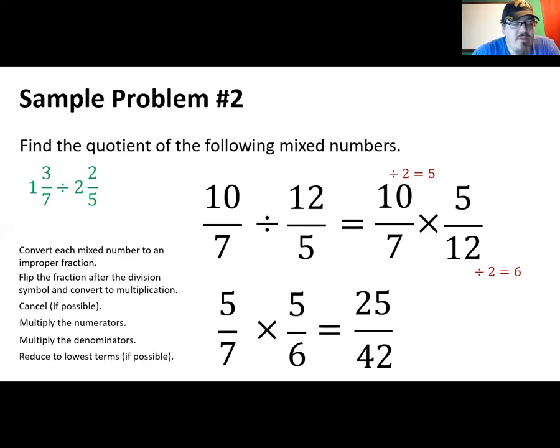And again, we always look as our last step to make sure we have canceled everything. So we look to see if there's any possible reducing that can happen. In this case, I don't think there's anything that divides nicely into 25 and into 42. So that's our indication that we are done and that our final answer is in lowest terms. So when all is said and done, we end up with 25/42.